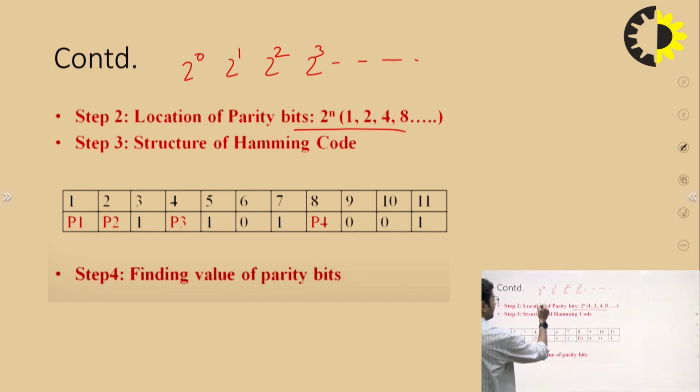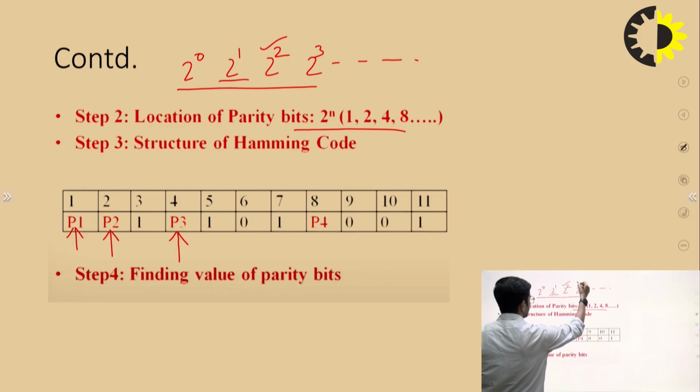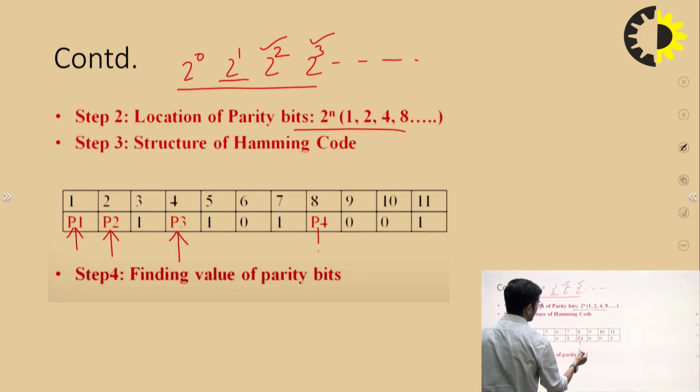Since we have to add 4 parity bits, we take 2 to the power of 0, that means at the 1st place the first parity bit should be added. 2 to the power of 1, that is 2, so at the second place P2 will be added. 2 to the power of 2 is 4, so at the 4th place the third parity bit should be added, and 2 to the power of 3 is 8, so the 4th parity bit should be added at the place of 8.